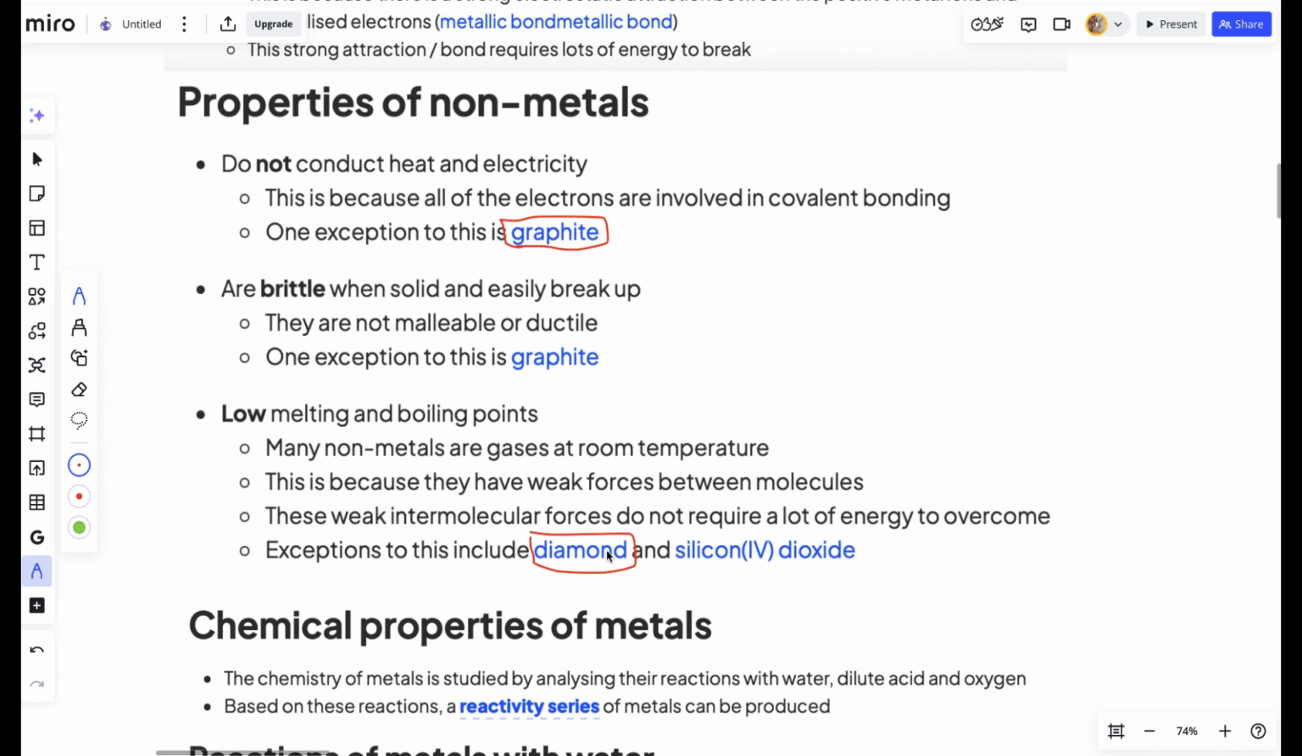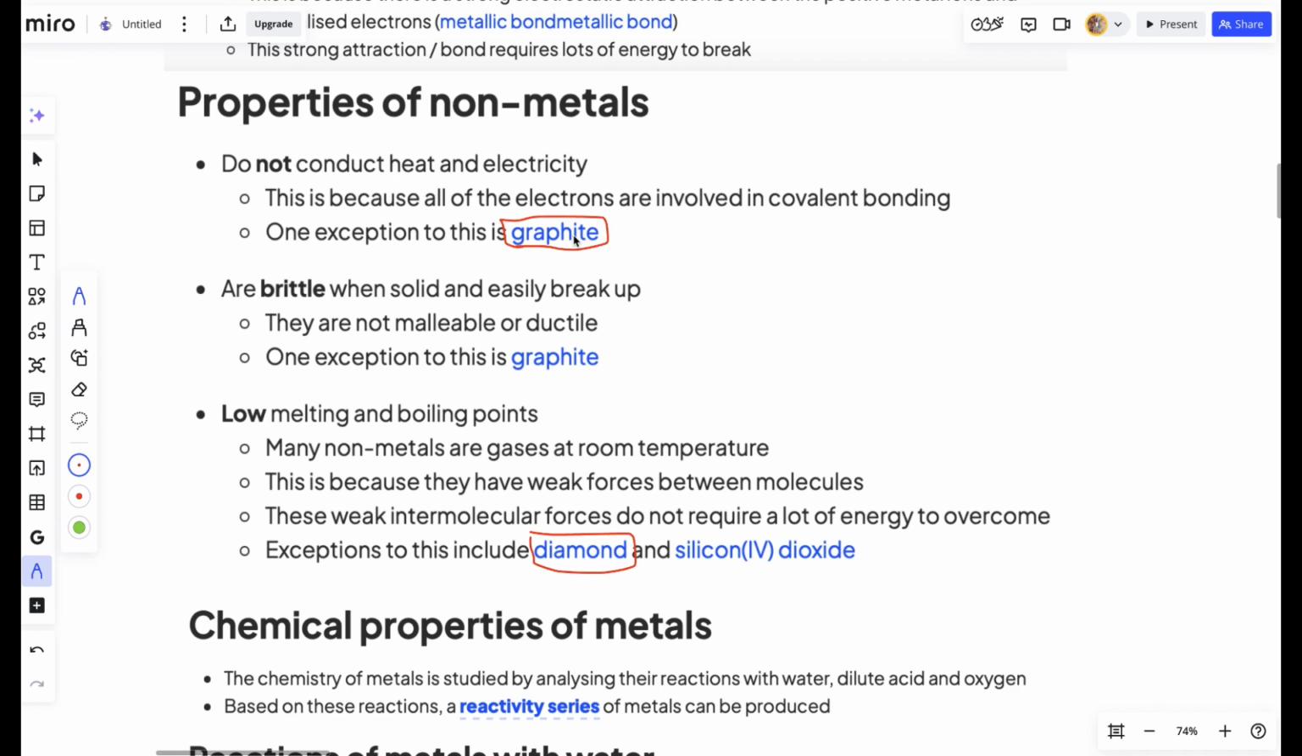Now, diamond does not conduct heat or electricity, so we're not going to bother. We just treat it as a non-metal. But why is there an exception? Graphite, which is a form of carbon, is able to conduct electricity when molten.